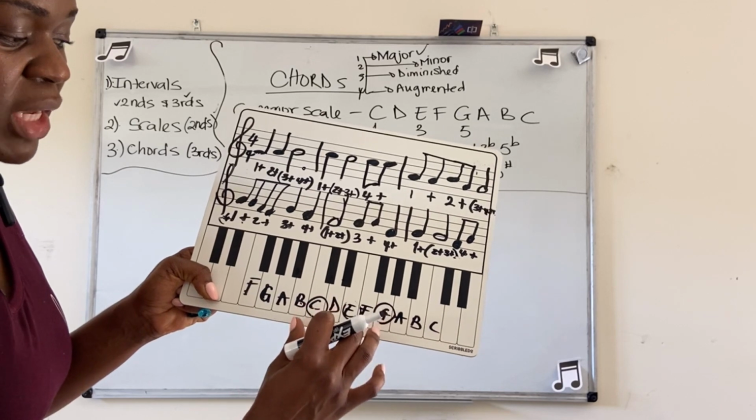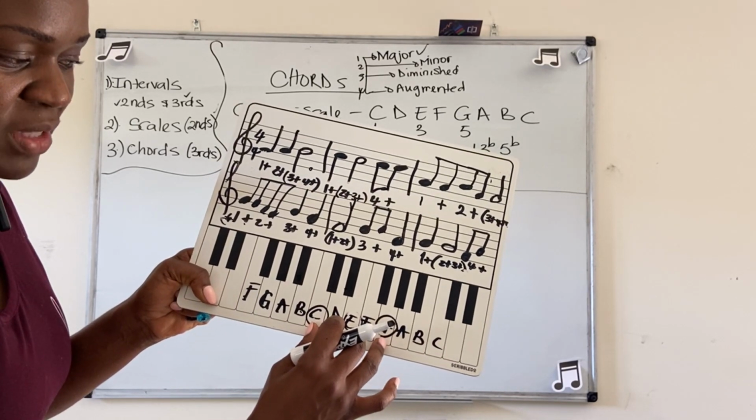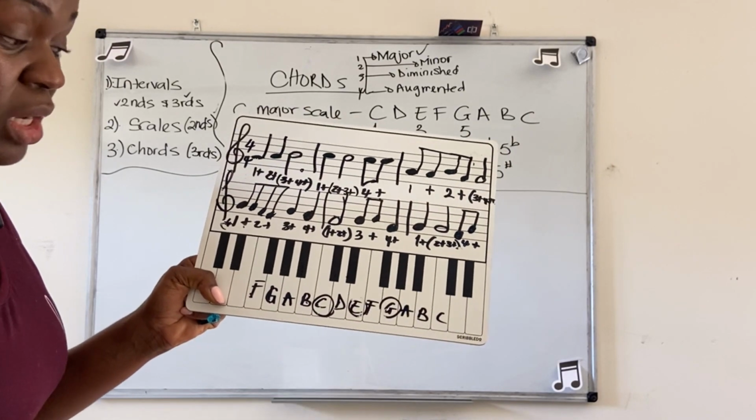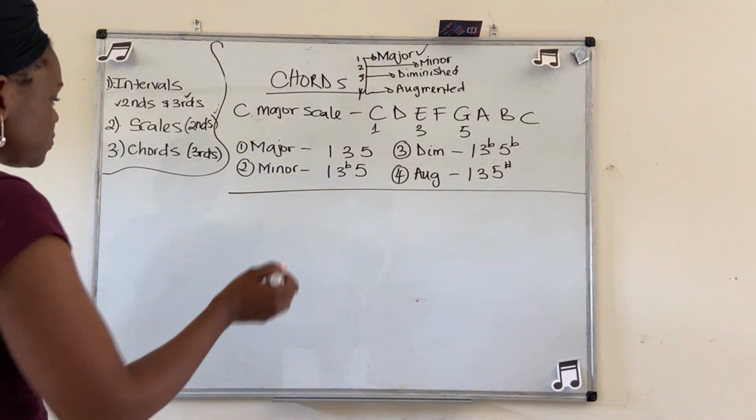And now if I want to make an augmented, I'll use this one and this, but I'll increase this one by a half step, so it's going to go on the top. So that's how it is on the piano. Let me show you how it looks on the staff.